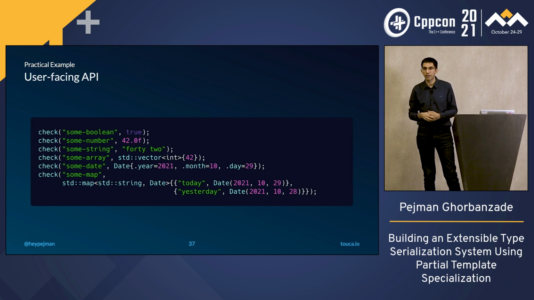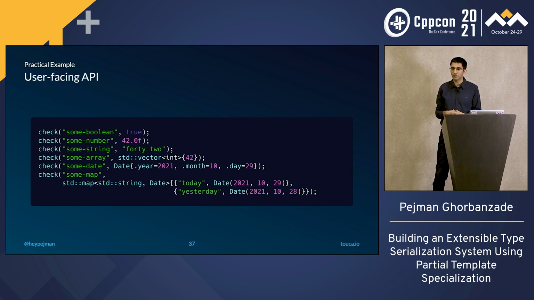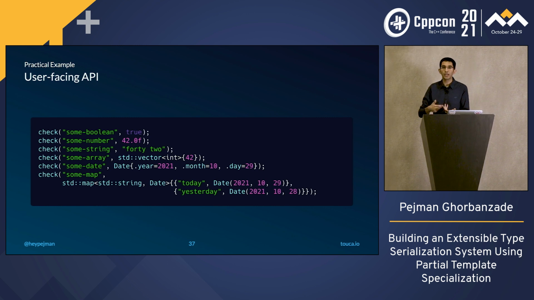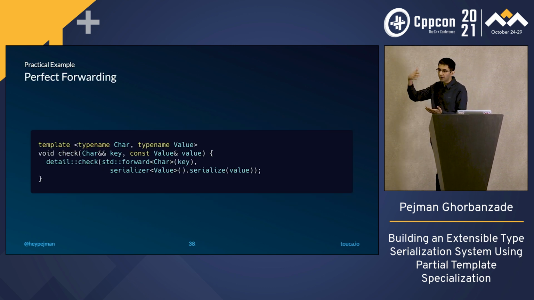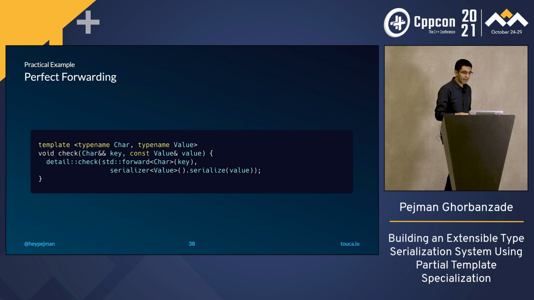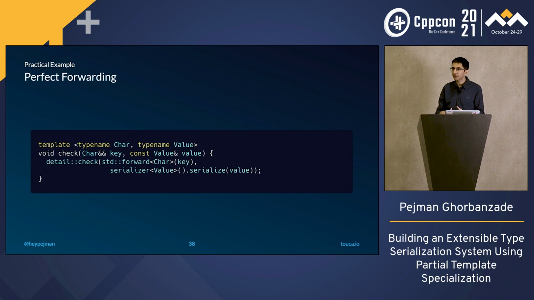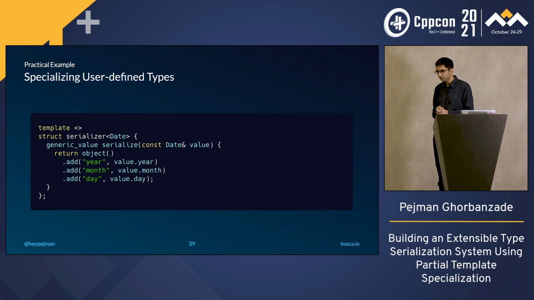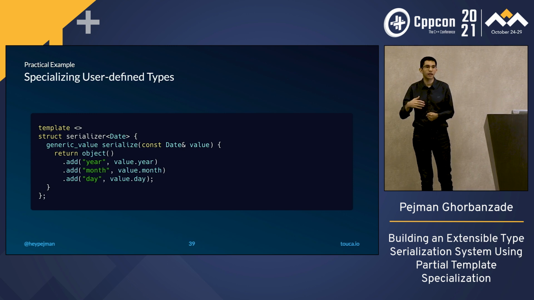Now, this is the same check function that I was showing you earlier in this talk. And you see here that I'm passing some different types as the second parameter. Now, if you wanted to use partial template specialization as a technique to serialize all these random data types, then we can basically create a perfect forwarding to pass these values as they are to our serializer function. Now, here I am using the serializer to serialize all these data types. So now I can focus on how I want to handle these types, which in this case are the value type parameter.